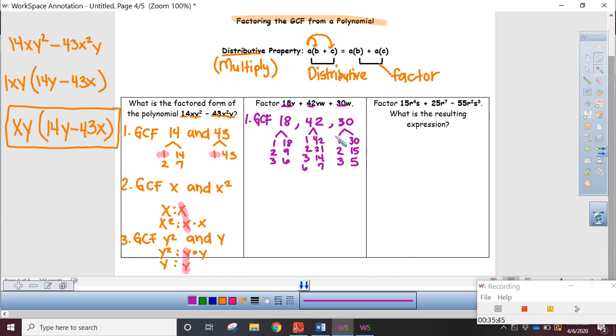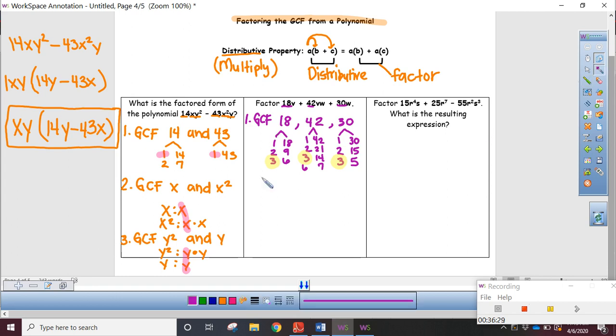Okay? And so what we are now going to do is see what is the largest number that all these three have in common. What is the largest number? And so I can just kind of skim through. Well, this one has a 3, this one also has a 3, and this one also has a 3. And so it looks like the 3 is going to be the largest number that evenly divides into all three of these numbers, which means that our GCF is 3.